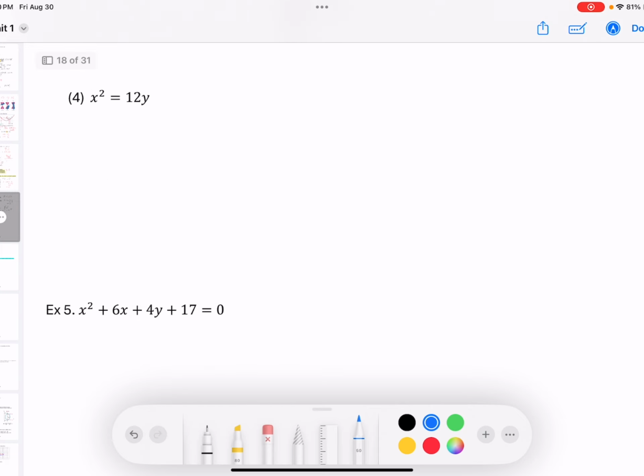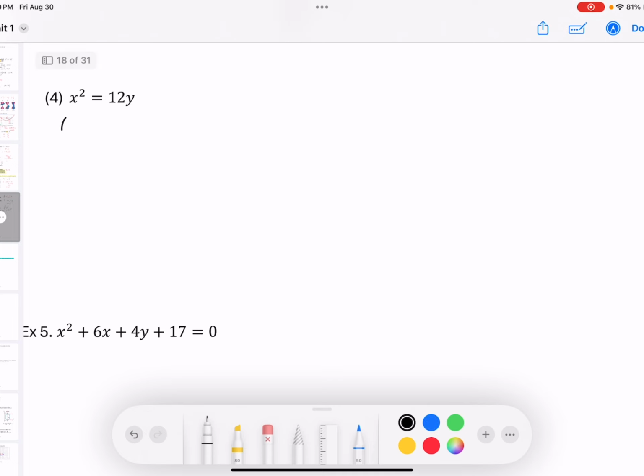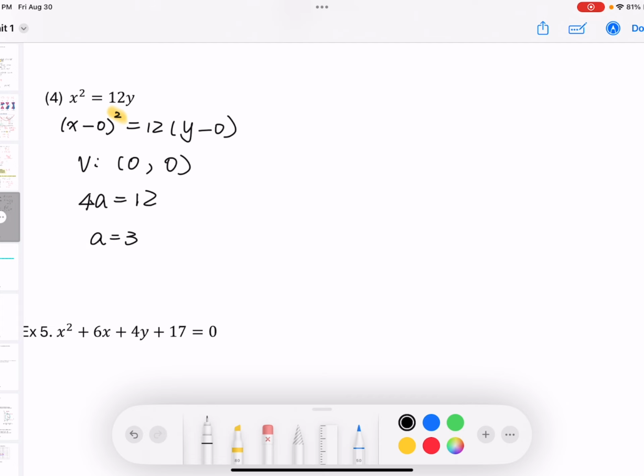Next, example number 4. What is the h comma k? It doesn't have the h comma k. So we can rewrite it: x minus 0 squared is equal to 12 times y minus 0. Okay, the vertex is 0, 0. On the x side, we have the squared. We're opening my graph upwards or downwards. So what is the a? 12 is equal to 4a. 4a is equal to 12. a is equal to 3, positive. Then I have an upward-opening graph.